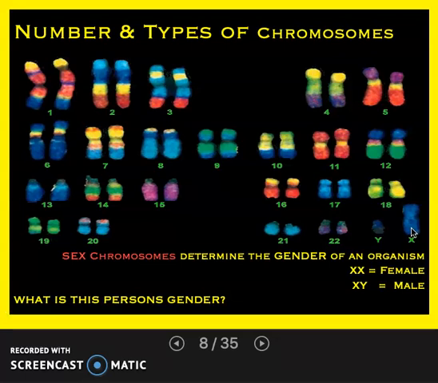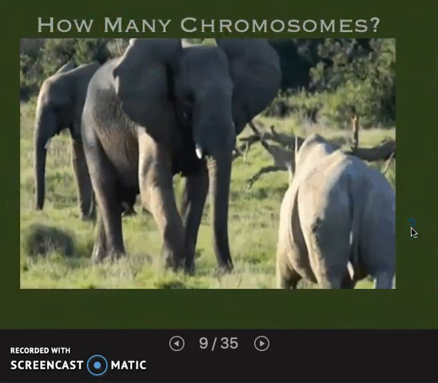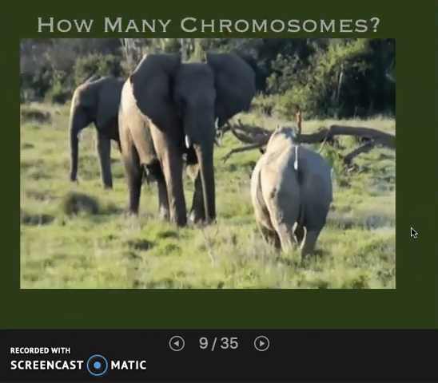Look, your chromosome number gives you identity. If you have 23 pairs of chromosomes, that is, if you have 46 chromosomes, you're a normal human, whatever normal means. But different organisms have different numbers of chromosomes. For instance, the elephant and the rhino. Who wins in a fight?